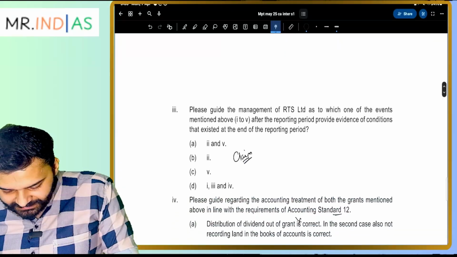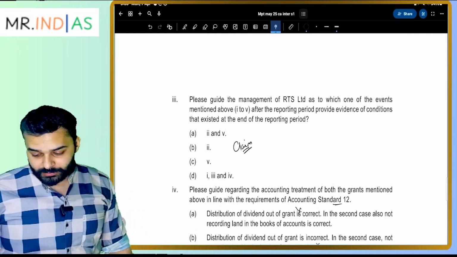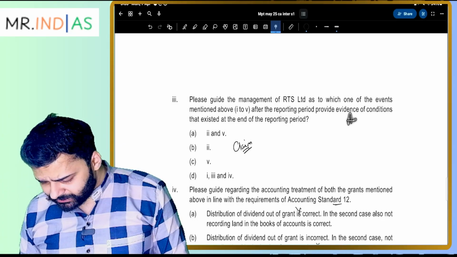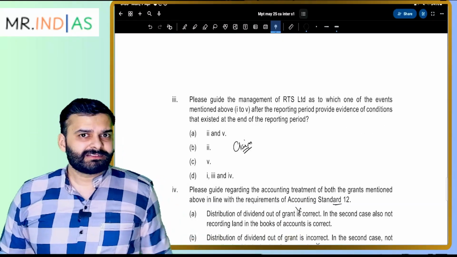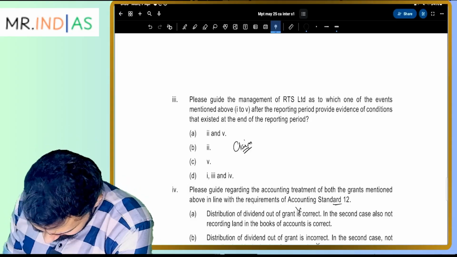Number three, please guide the management of RTS as to which one of the following events provides evidence of a condition that existed on the balance sheet date. It means which one of the events is an adjusting event per se. So we have discussed the legal claim. The legal claim is an adjusting event.